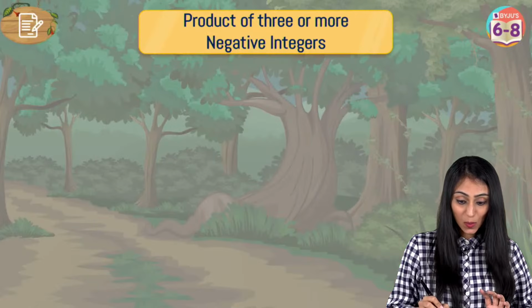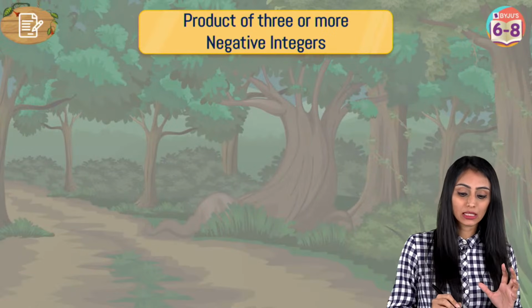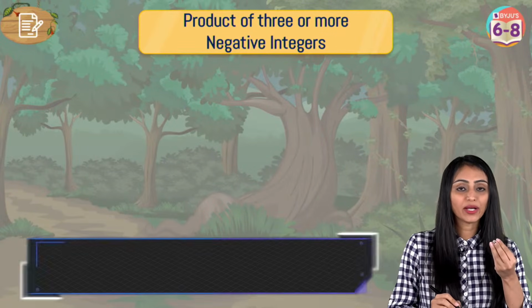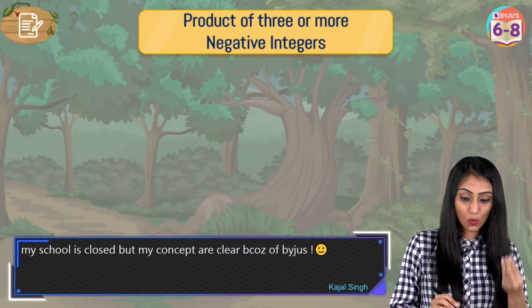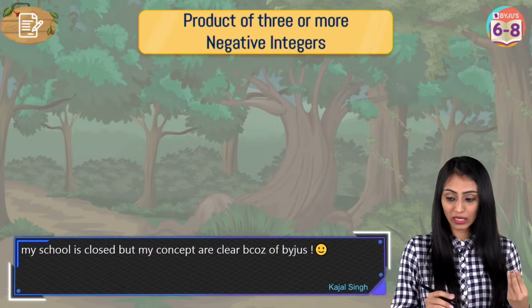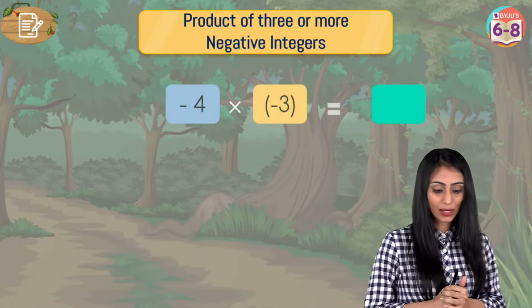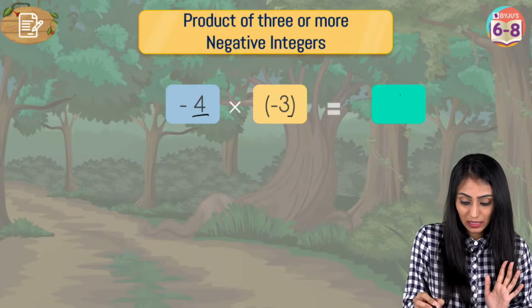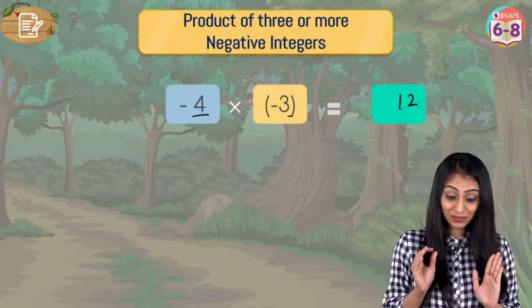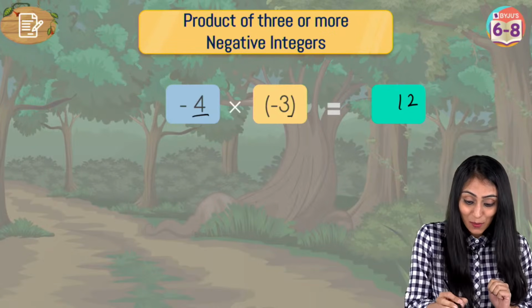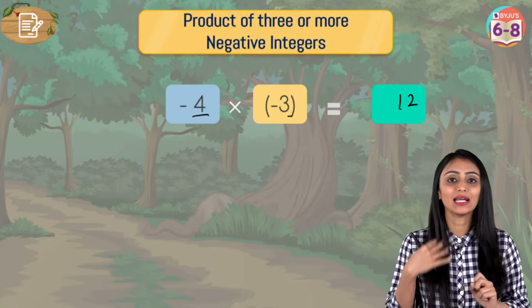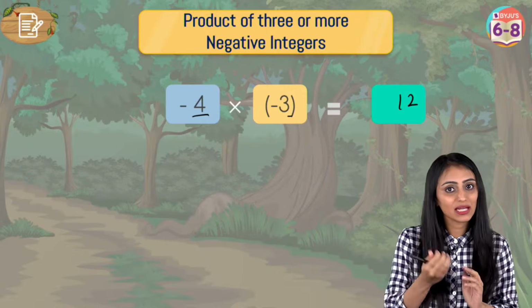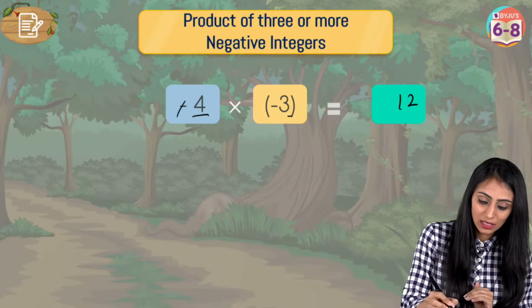Till now we learned how to find the product of 2 integers. What if we have to find the product of 3 or more negative integers? Let's take a look at this. Minus 4 times minus 3. I know 4 times 3 is 12. The new thing here is both of them are negative, and we learned that if the signs are same, we get a positive result. Why? Because negative, negative cancel.